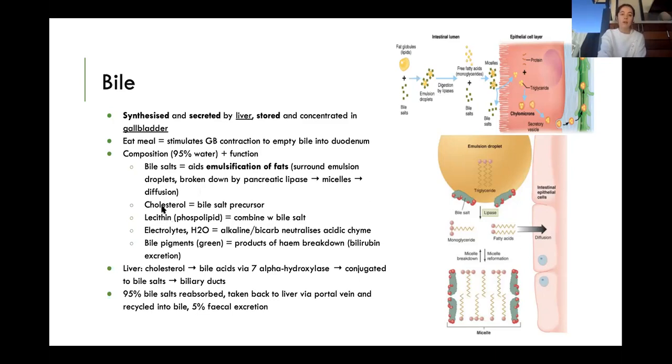And so we've got cholesterol, lecithin, or phospholipids, which combine with the bile salt. And then you have electrolytes and water to neutralize the acidic contents, and bile pigments, which make it green. And then most of the bile salts are reabsorbed back, and they can be recycled.